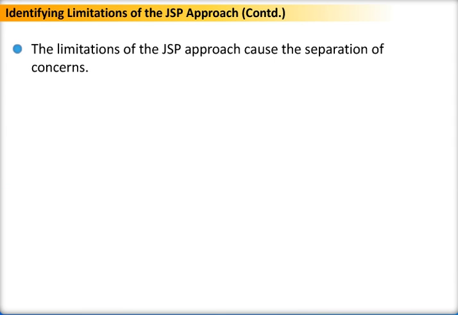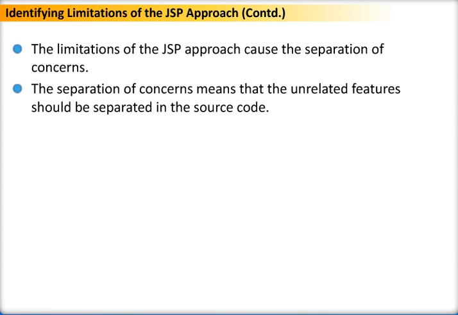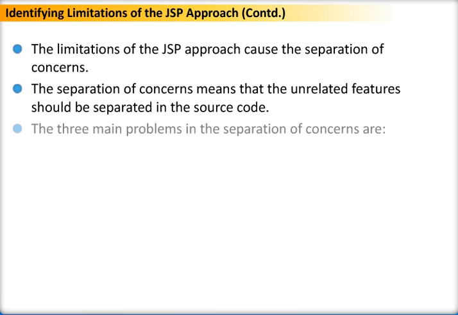The limitation of the JSP approach creates a problem of separation of concerns. The separation of concerns means that the unrelated features should be separated in the source code. In separation of concerns, 3 distinct concerns need to be addressed.